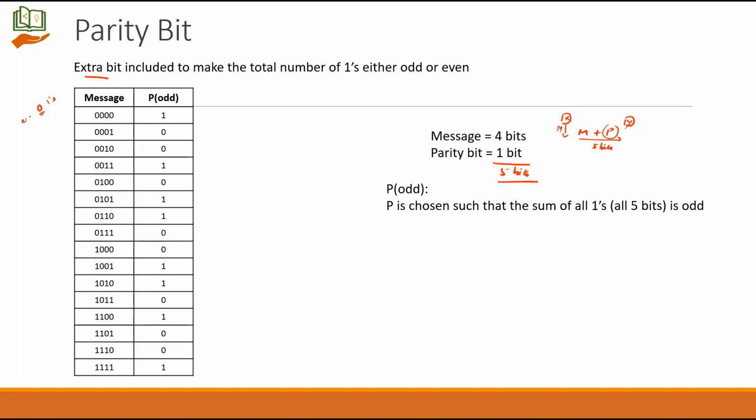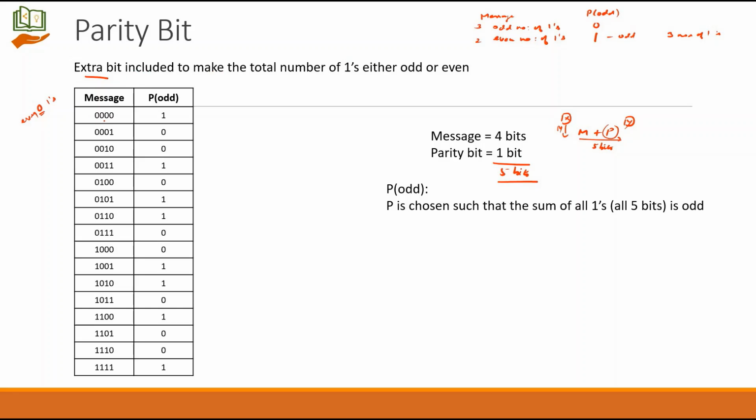0 is also even. When there is a message with an odd number of ones, in P of odd, we place a 0 to retain the odd number. If the message has an even number of ones, we add 1 in the parity bit to make the count odd. Say for example, if there are 3 ones here, a 0 will be added to keep those 3 ones odd. In case there are two ones, an extra one is added to make it three ones in total. This is the concept of using a parity bit.